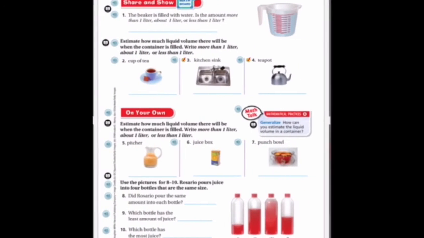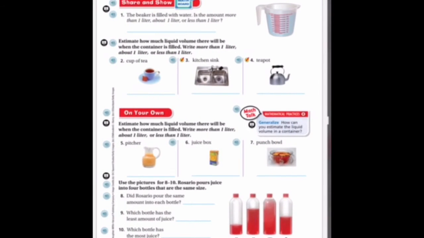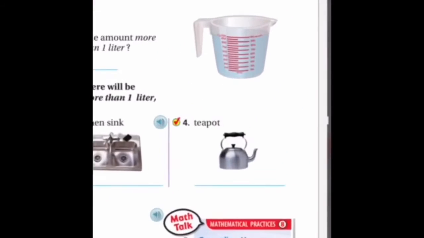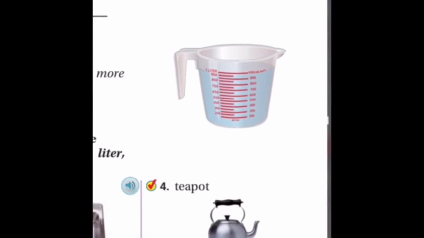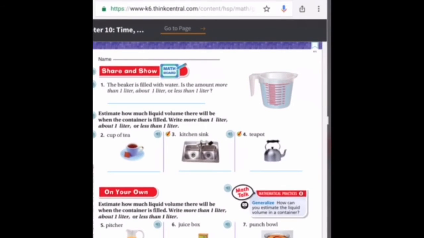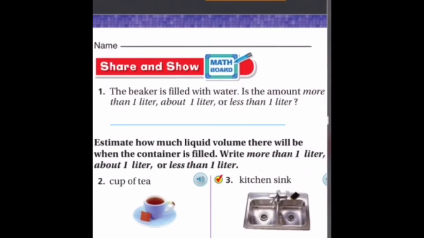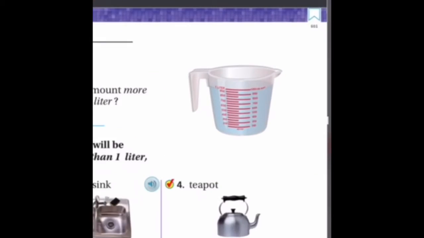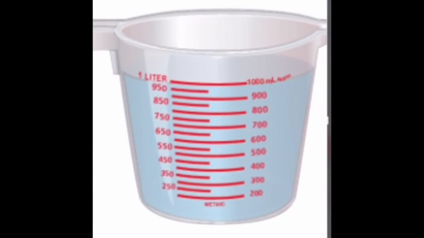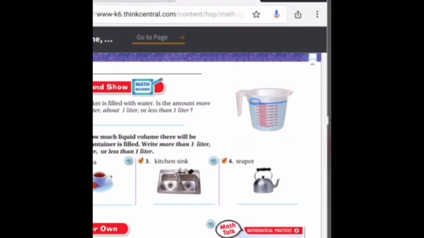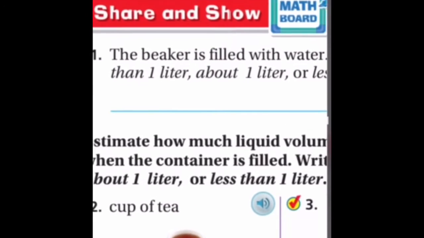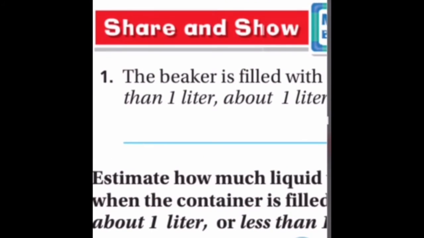So let's go to page 601. Share and show. Okay, it shows a beaker here. That cup is called a beaker there, and it's filled with water. Is the amount more than 1 liter, about 1 liter, or less than 1 liter? So if we look, I'll zoom in. Here's our water line right there, and that is at the 1 liter mark. So for our answer here, we're going to write about 1 liter.